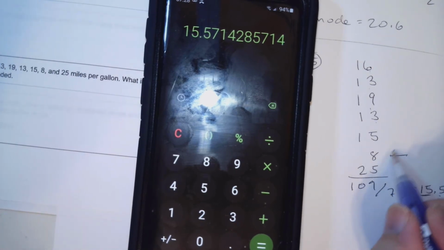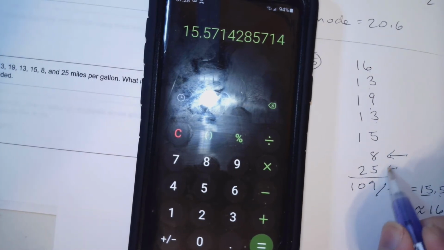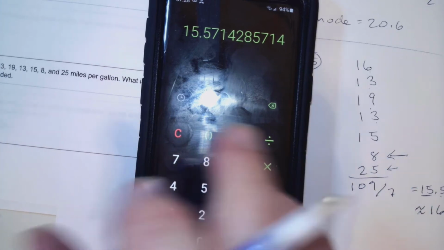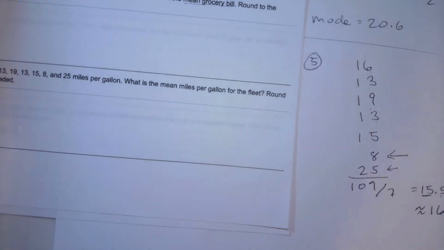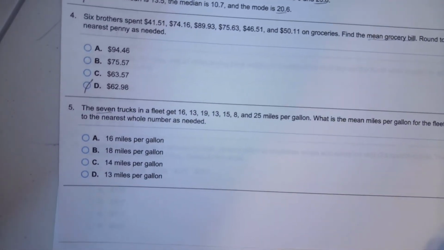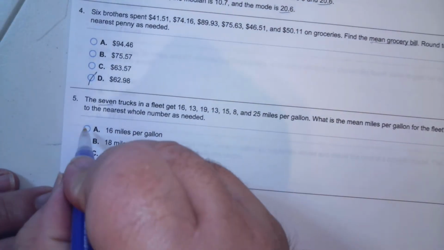This person has a lead foot. This one is a grandmother driving to the store and back. So it's 16 miles per gallon, which is A.